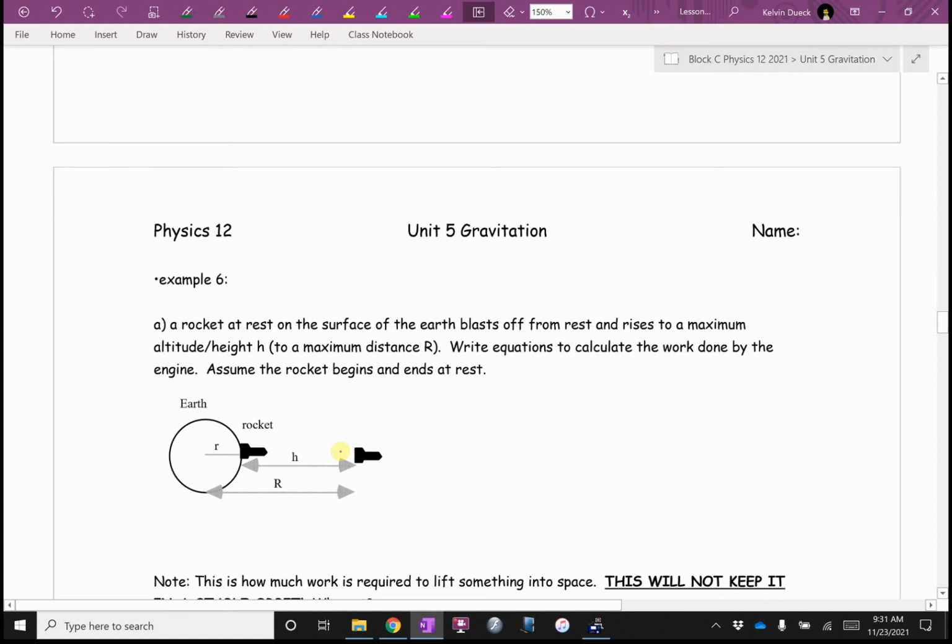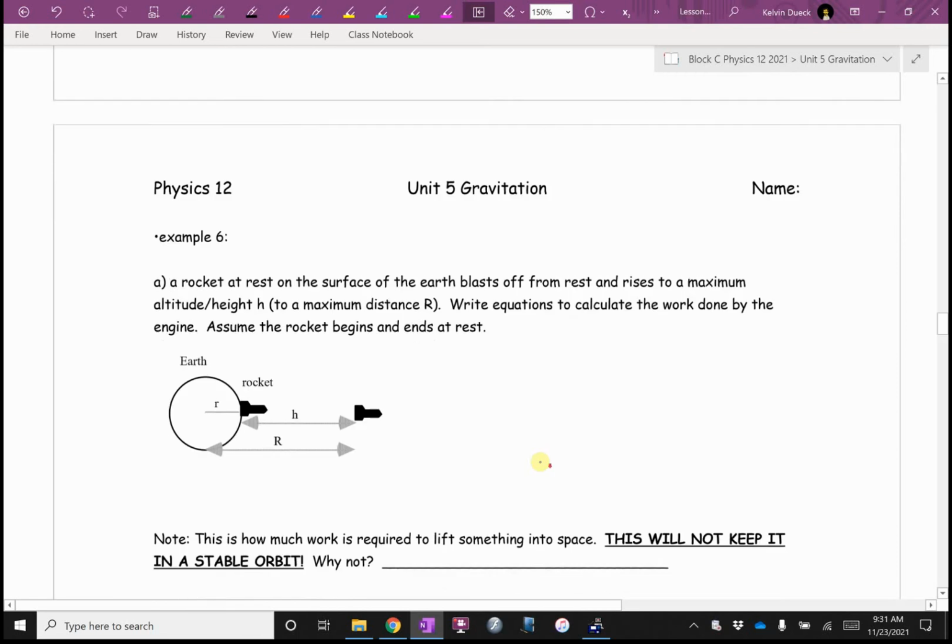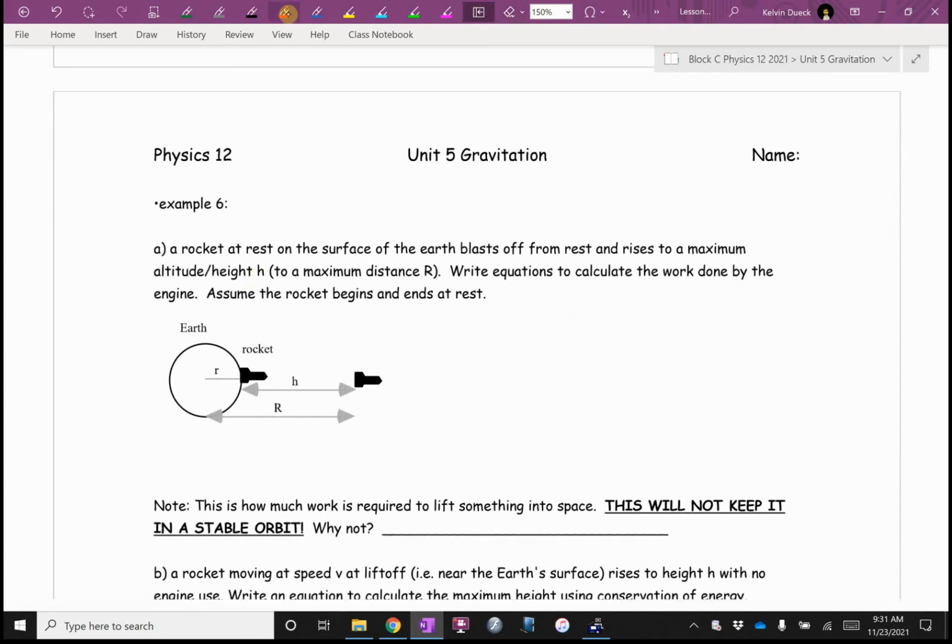Okay. Looking at the clock and seeing I'm probably going to need to go a little bit into tomorrow as well. So here are all the different ways that I can throw either work or conservation of energy, GG, at you. So example A says this. A rocket at rest, I would probably underline the words at rest, on the surface of the Earth blasts off from rest and rises to a maximum altitude height h to a maximum distance r. Write equations to calculate the what?